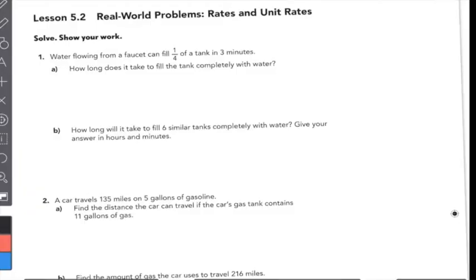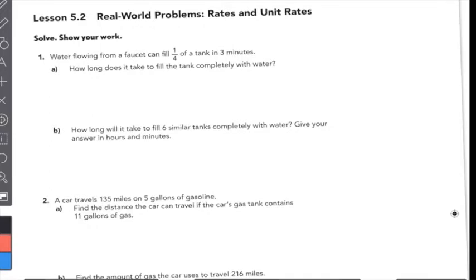Okay, boys and girls, this is our real world problems, rates, and unit rates. So let's go over a few of these. For the first one, it says water flowing from a faucet can fill a quarter of a tank in 3 minutes. How long does it take to fill the tank completely?